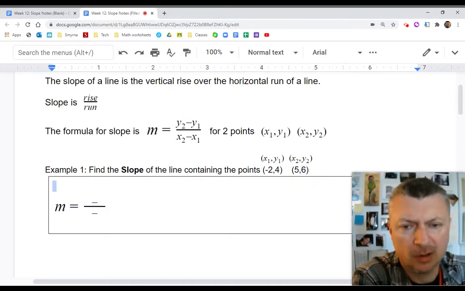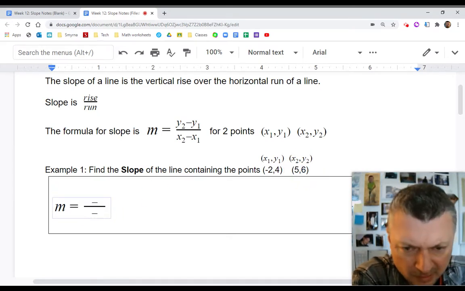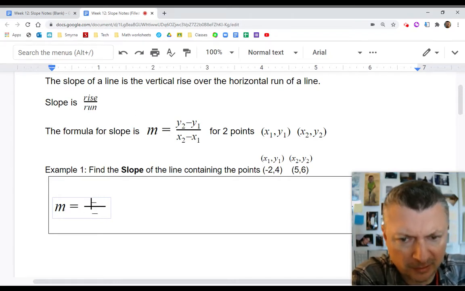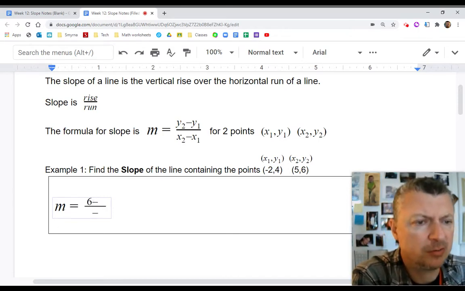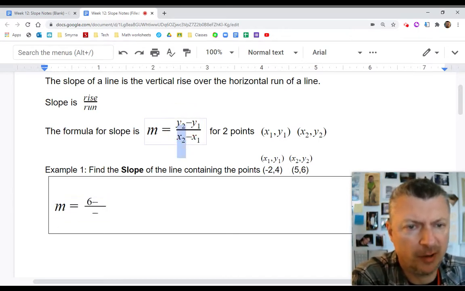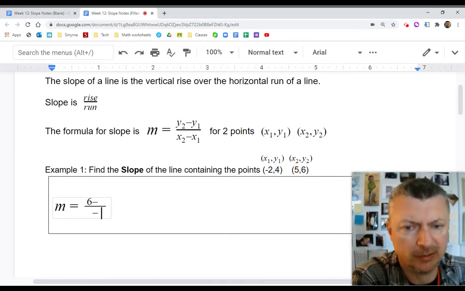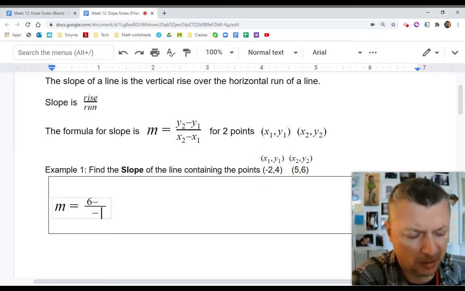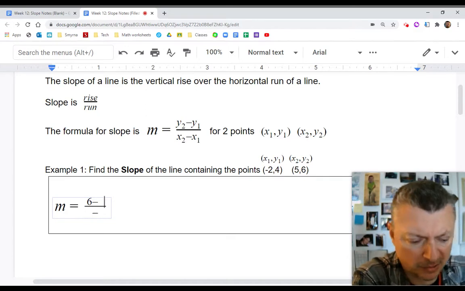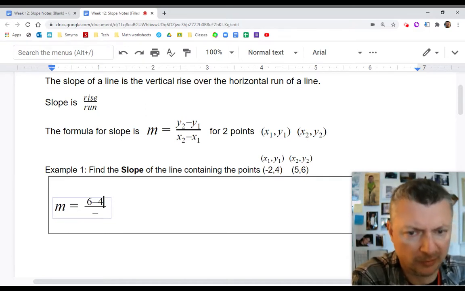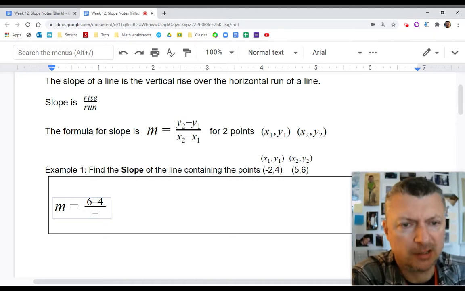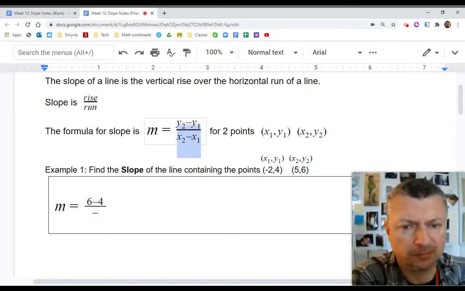y2 is 6. Now, getting in here, you have to sometimes start from the bottom and go to the left. There we go. y2 is 6. There it is, y2. And then we have a minus. It's already in here, minus y1. What's y1? y1 is 4. Okay, so that's going in there. And again, for some reason, I can't click in there, so I'm going to go over here. y1 is 4. So that's the top of the fraction, y2 minus y1.